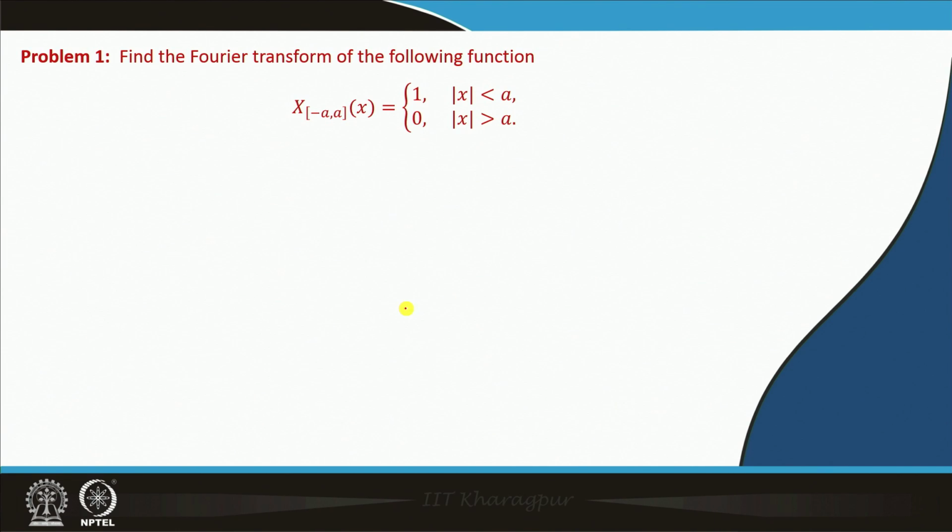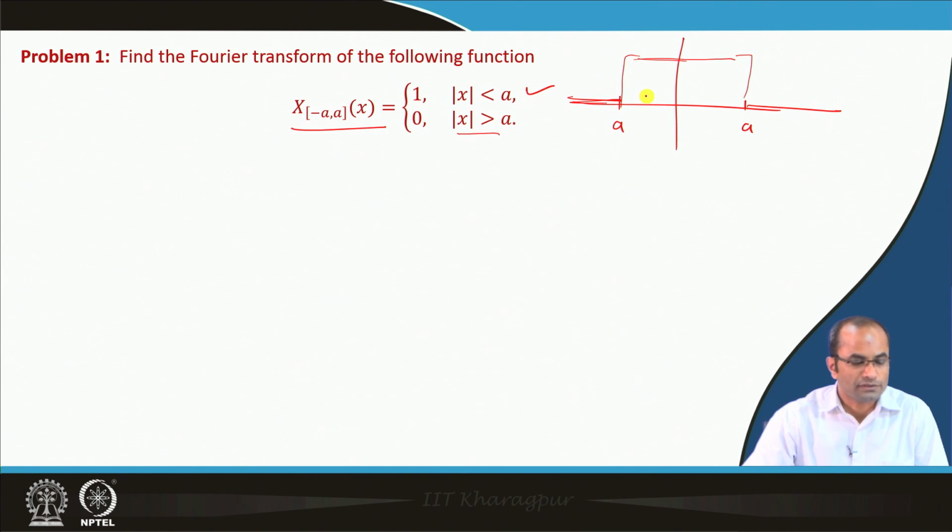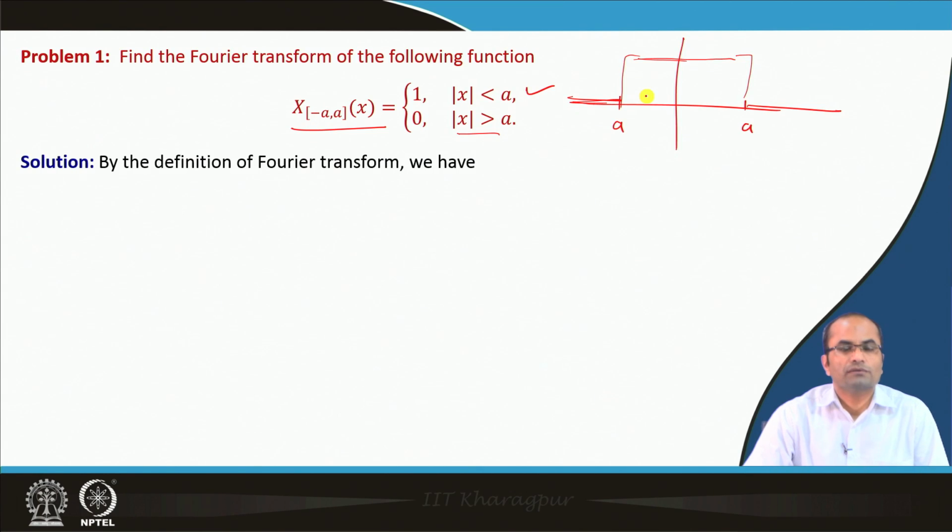So, considering this first problem, where we need to find the Fourier transform of the following function, which is defined as 1 in the region from minus a to a, and outside this it is 0. So, if we have a here as some positive number, then in this region it is defined as 1, and outside this it is defined as 0. This is the so-called rectangular function, or pulse function.